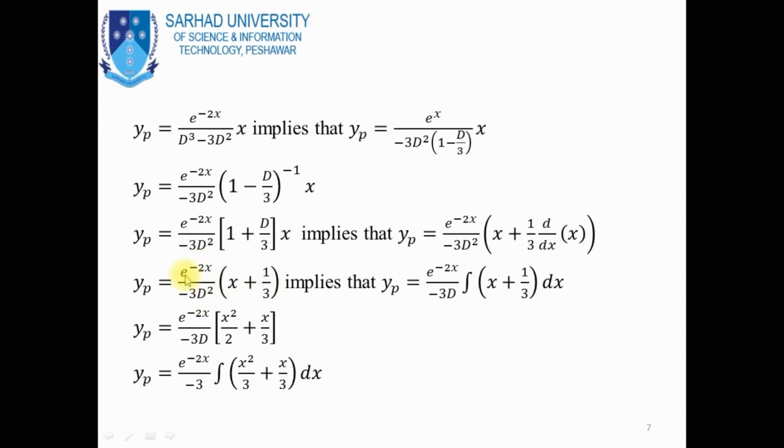Now the 1 over d square, actually 1 over d square means double integration. So taking single integration for x plus 1 over 3 with respect to x, we obtain e power minus 2x divided by minus 3d, and the integration of x is x square by 2, and the integration of 1 over 3 is equal to x by 3. Now again integration, 1 over d means integration with respect to x. So e power minus 2x divided by minus 3, and the integration of x square by 2 plus integration of x by 3.